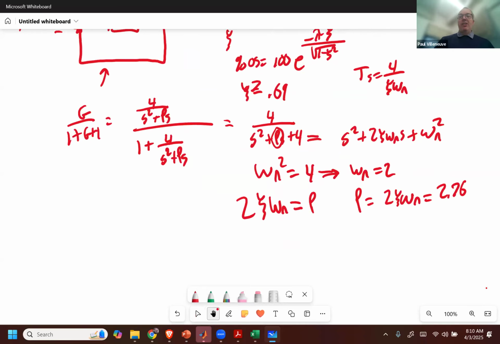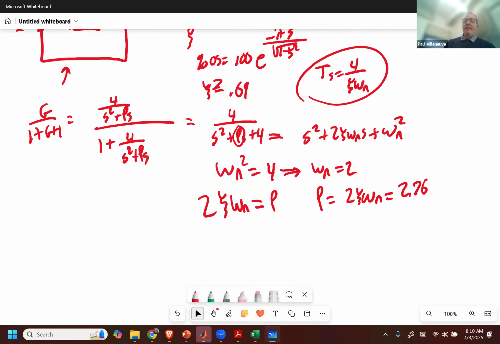Now I'm going to check my results, because I should have a settling time less than 4 seconds. If it's less than 4 seconds, it's okay. If it's greater than 4 seconds, it's not. So when I plug in my value of zeta and omega sub n there, I get 2.9 seconds, using zeta and omega sub n.